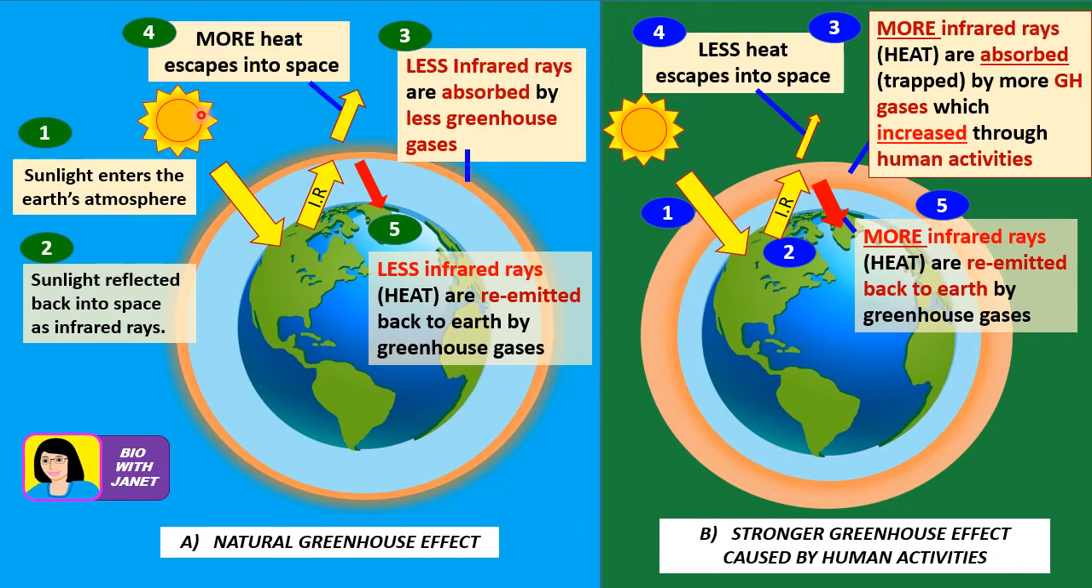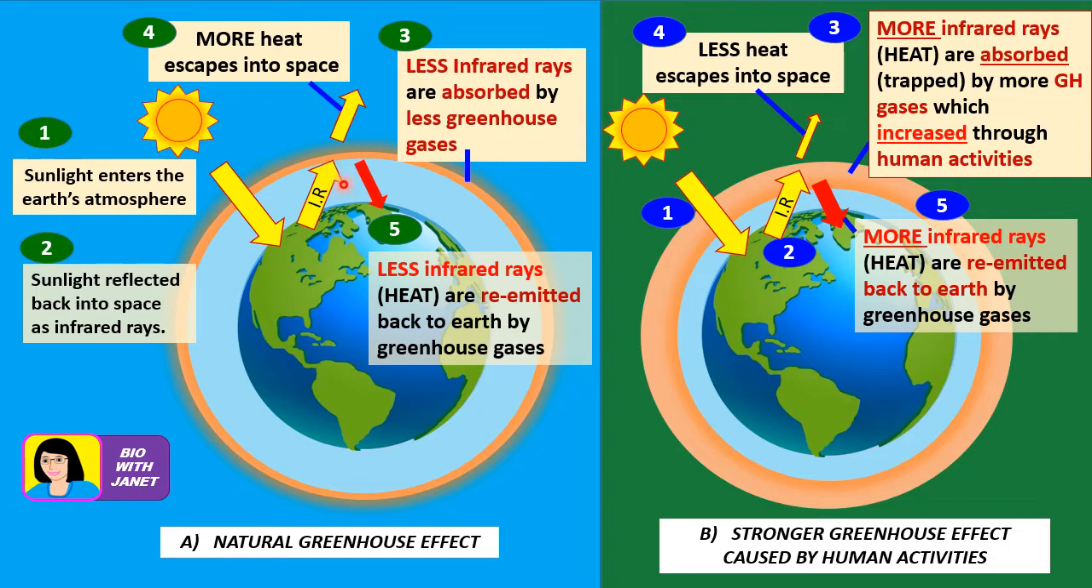So in the past thousands of years, actually this process has been occurring for a long time. Sunlight enters the Earth's atmosphere and some of it is used to warm the Earth. So the sunlight enters as UV rays, ultraviolet rays. Then after it has warmed the Earth, some of it will be reflected back into space in the form of infrared rays. And these infrared rays contain heat.